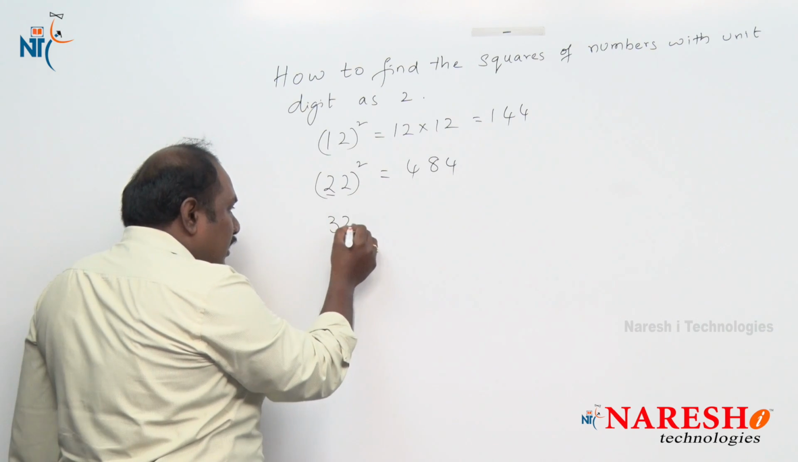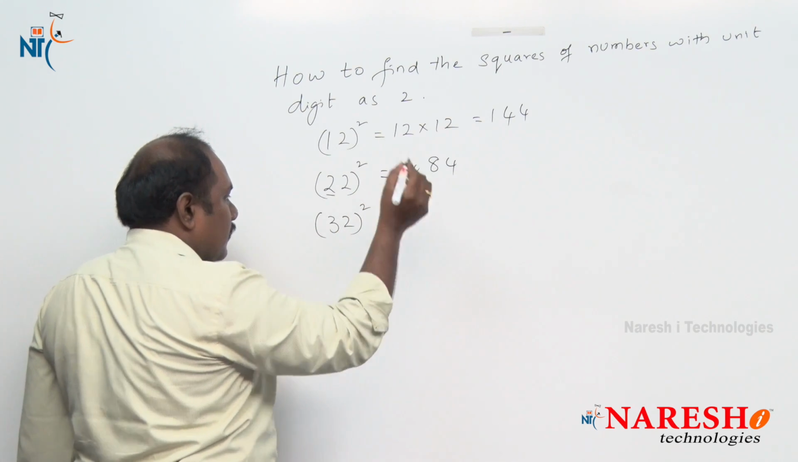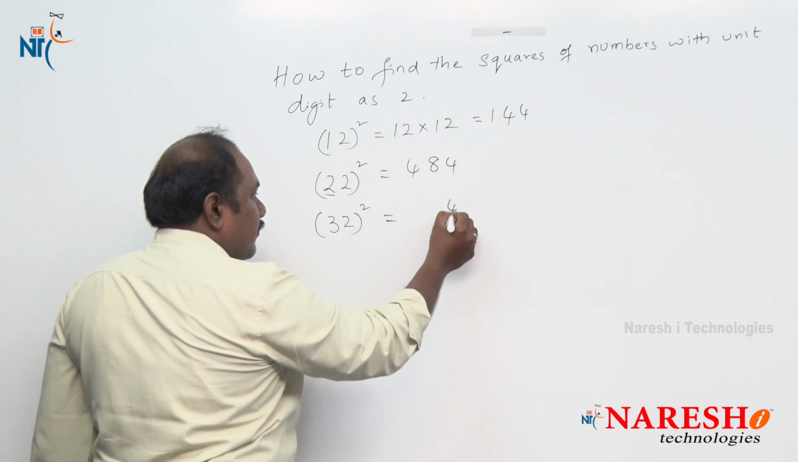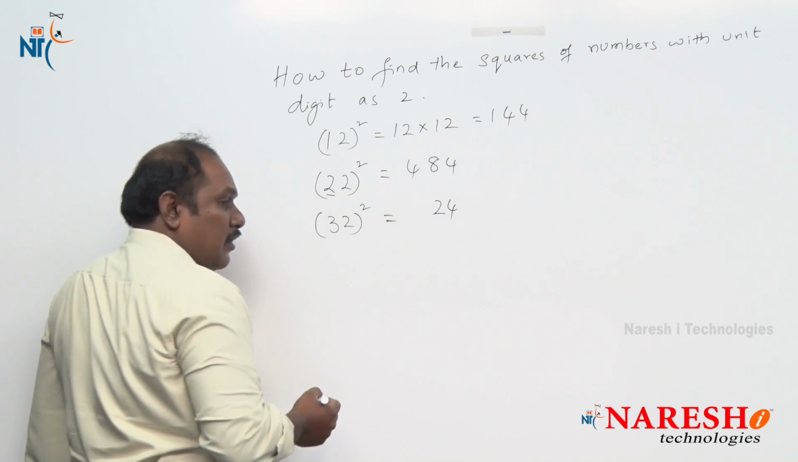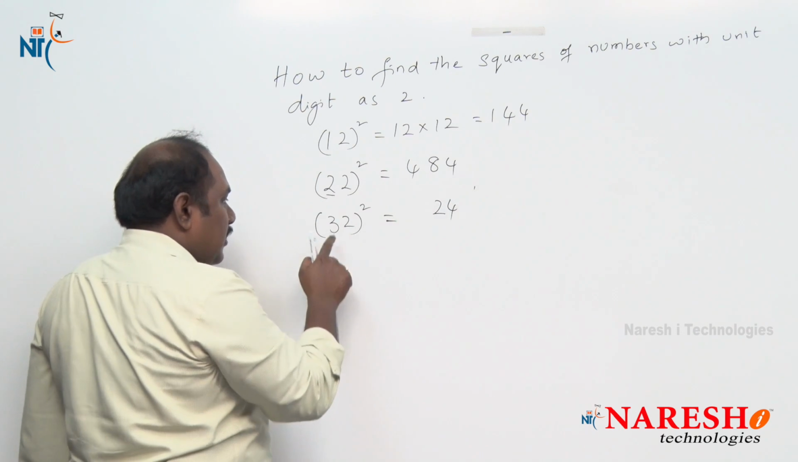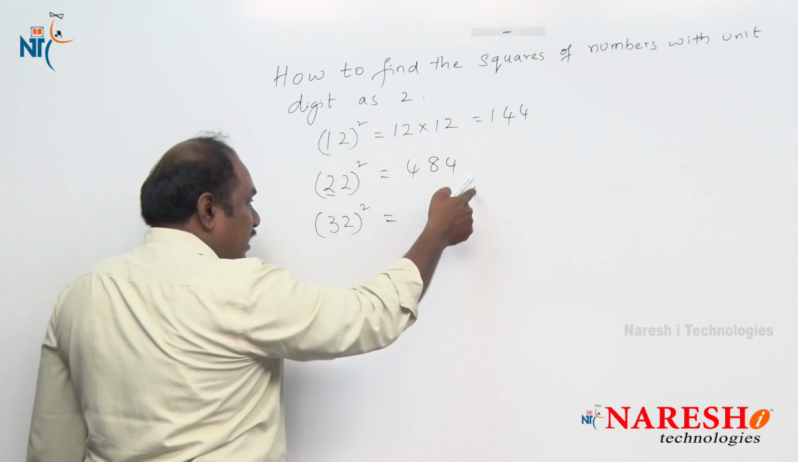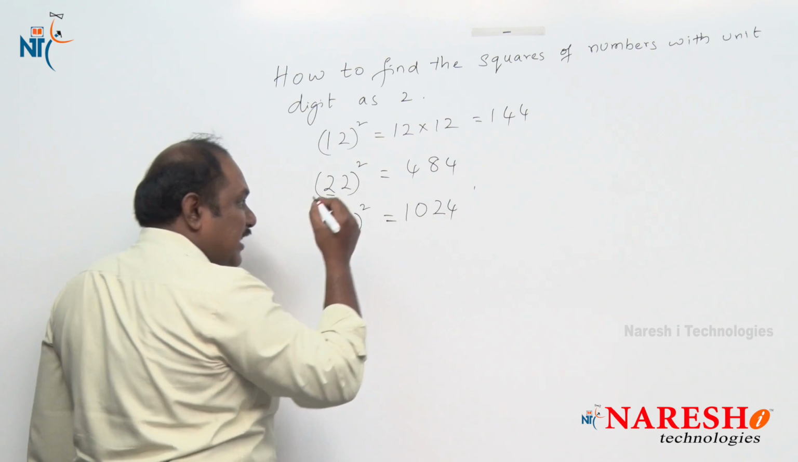If I want to find out 32 square, 2 square is 4. 3 into 4 is 12. 1 carry. 3 square is 9 plus 1, 10.